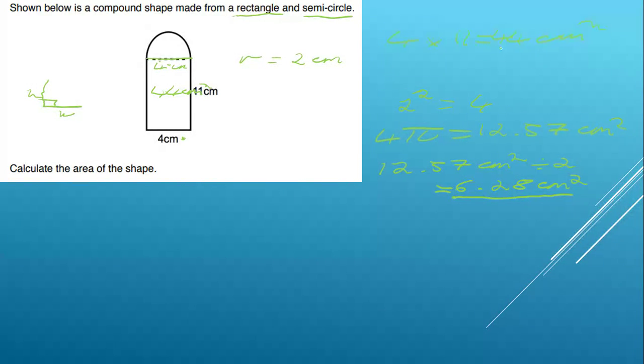and that's meant to be 44, our area of the rectangle. So next all we need to do is add them together. So we'll do 44 add 6.28 gives us 50.28. So the area of that entire compound shape is 50.28 centimeters squared.